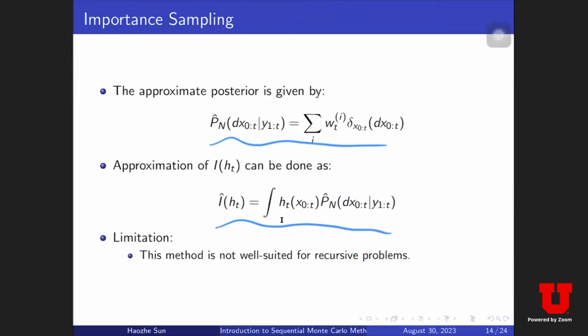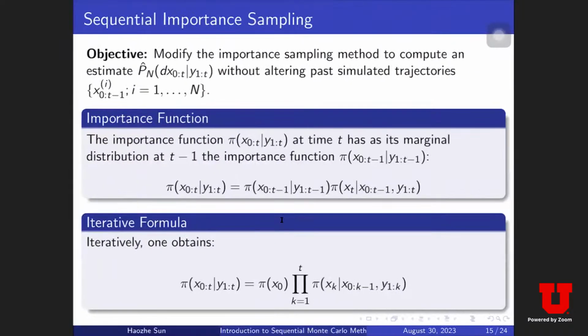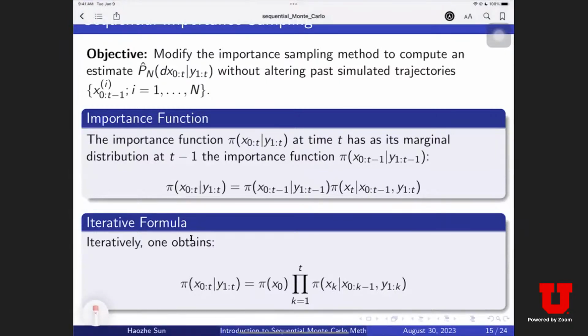In the following section, we will introduce a new method to solve this problem, and that is called sequential importance sampling. The importance sampling method can be modified so that it becomes possible to compute and estimate p_n of p without modifying the past simulated trajectories. This means that the importance function at time t admits a recursive decomposition.